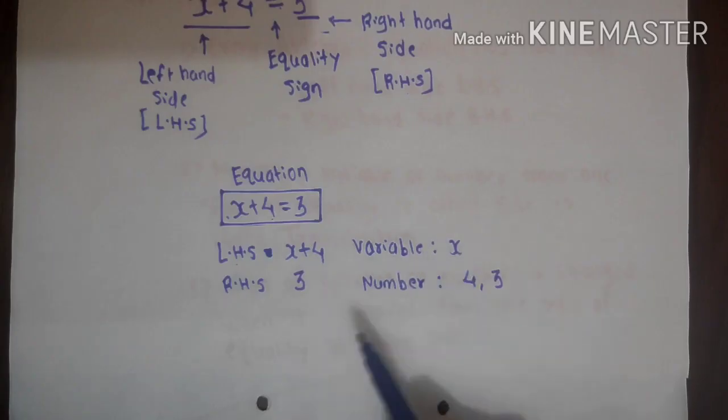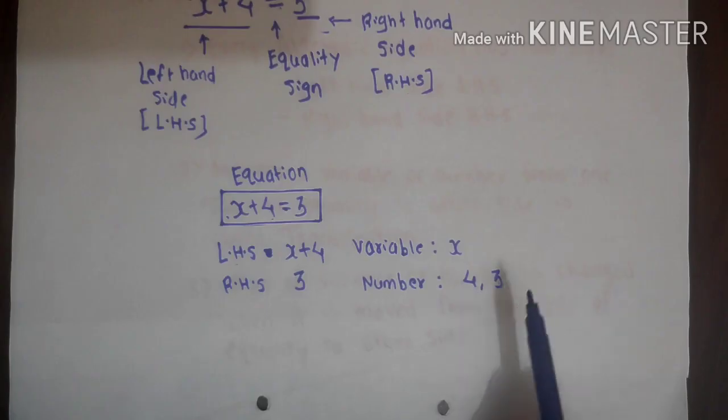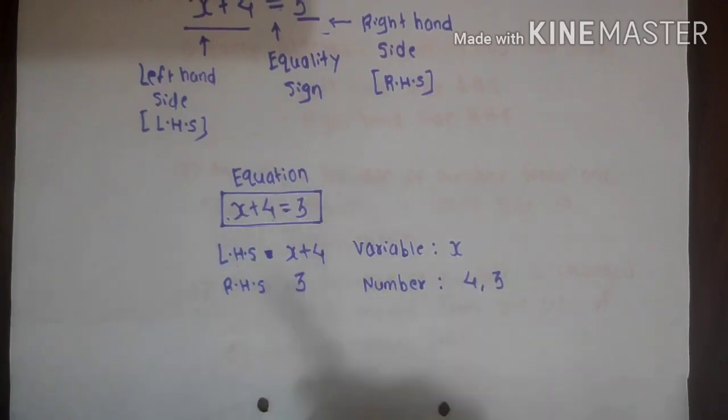Variable is x. In this equation, x is a variable and the numbers are 4 and 3. Now we understood the basics of the equation. Let's define transposition. Transposition is moving a variable or a number from one side of equality to the other side. An important thing to note here is that when we move a variable or a number from one side to the other side, its sign will get changed.